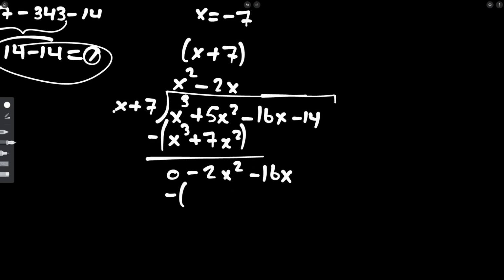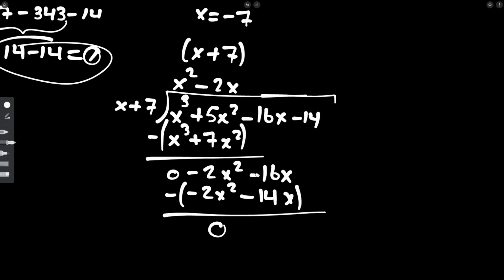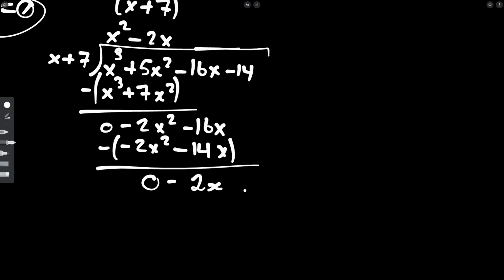Negative 2x times x is negative 2x squared. And negative 2x times 7 is negative 14x. Then we subtract, this becomes positive, so these two cancel. And now we have 16 plus, because of this negative, which gives us negative 2x. We bring down the minus 14.